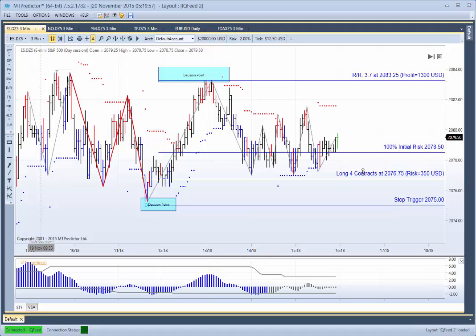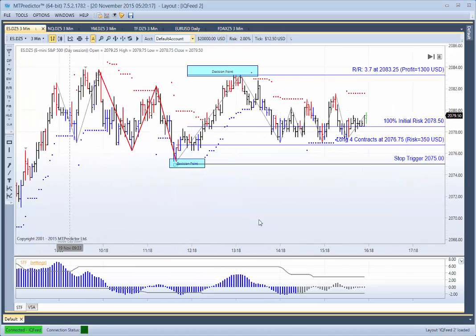It also works out the number of contracts, lots or shares, contracts in this case because we're trading the ES, based on your account selected. In this case it's a 20,000 US dollar account, risking 2%. You can select other accounts if you wish and set those up in the user preferences.